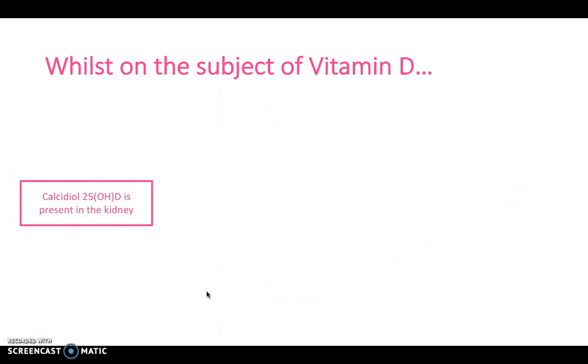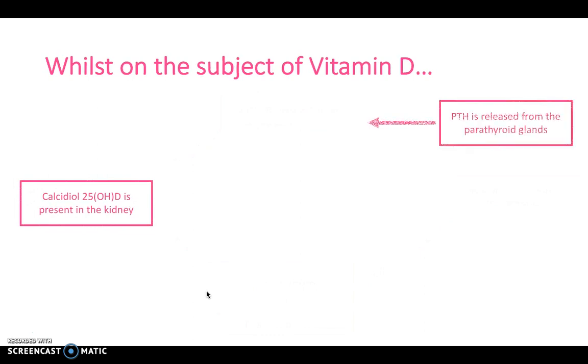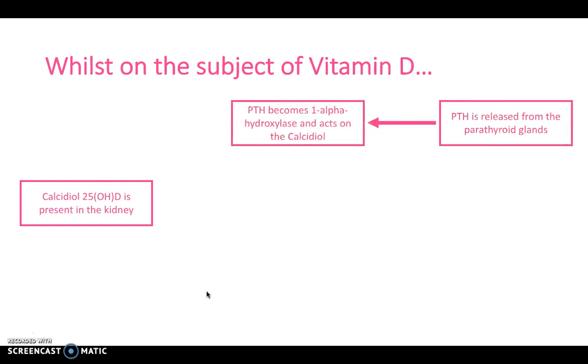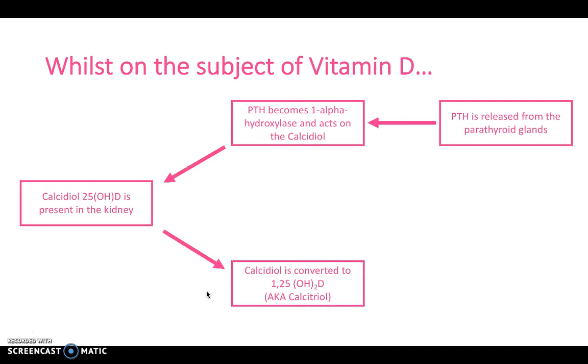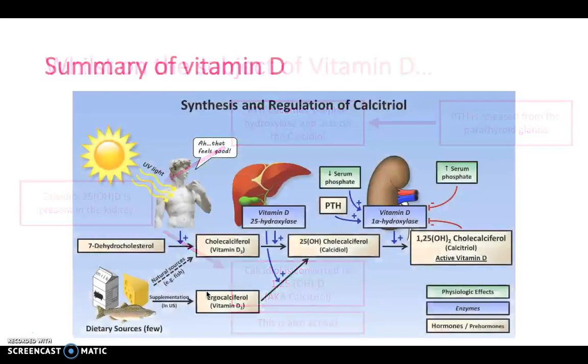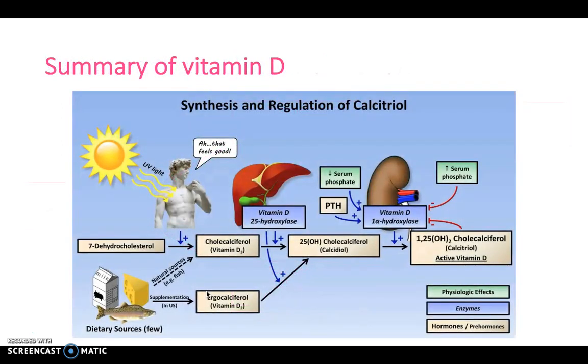Calcidiol, 25 hydroxy D, is present in the kidney. Now PTH is released from the parathyroid gland, as we told you before, in response to low calcium levels. PTH becomes 1-alpha hydroxylase and then acts upon the calcidiol. Calcidiol then becomes 1,25 dihydroxy D, and this is now calcitriol. But this is now the active form. This is the form that we've been looking for, the calcitriol form. And this is exactly the same thing, just in a different diagram.